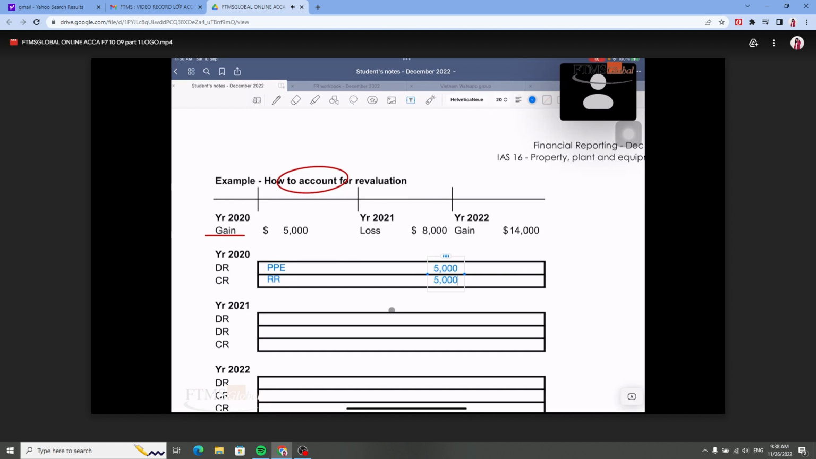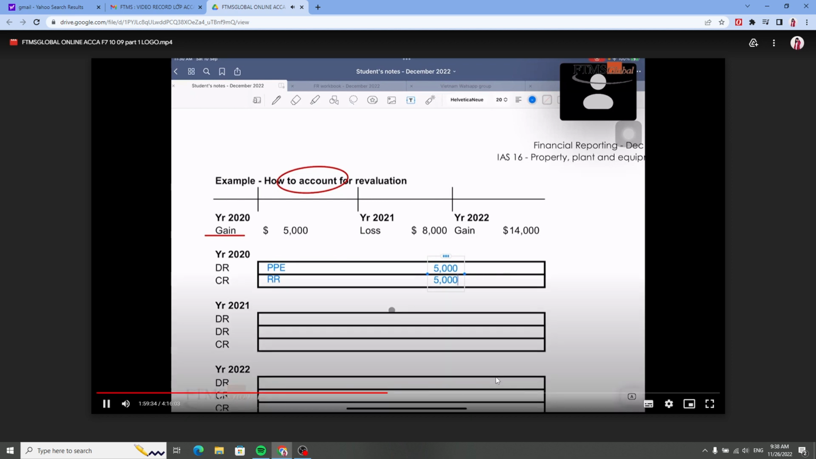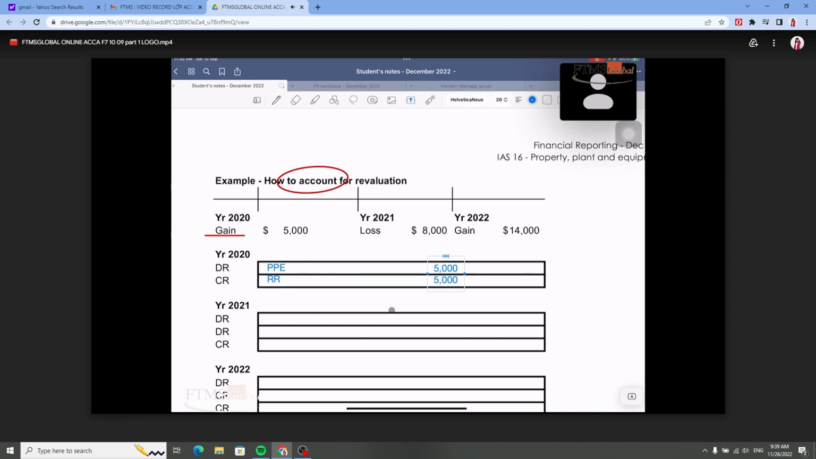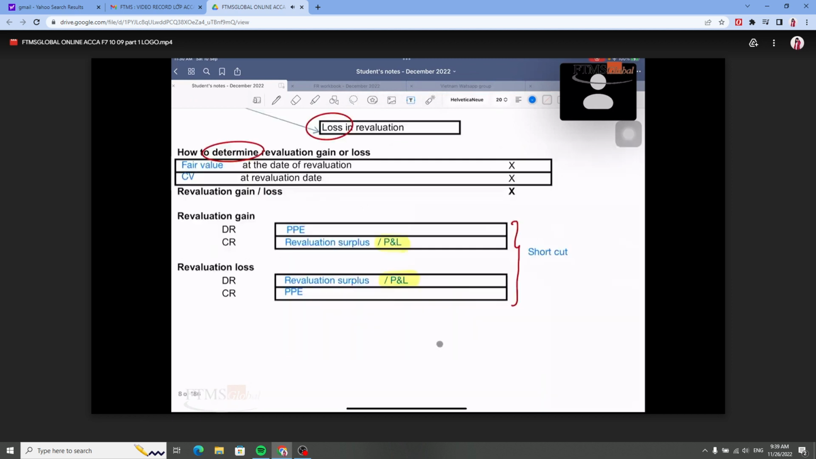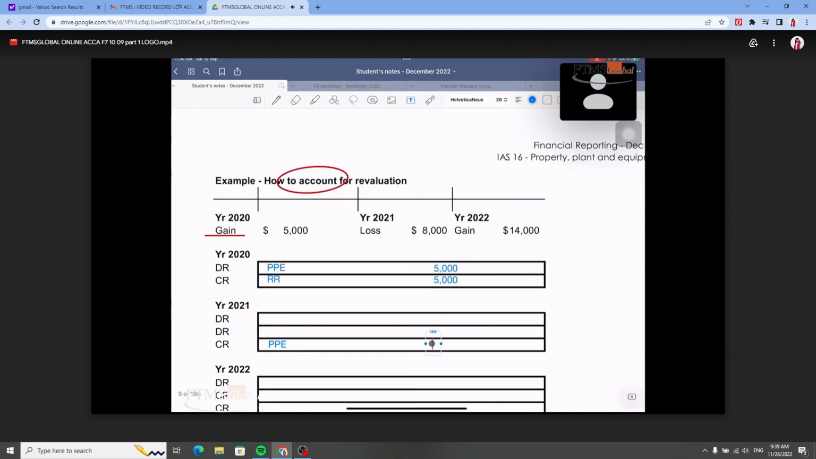Let's say, for example, there's a loss of 8,000 in 2021. Of course, the easiest one is to account for your PPE first. Loss of 8,000, I will credit my PPE 8,000.